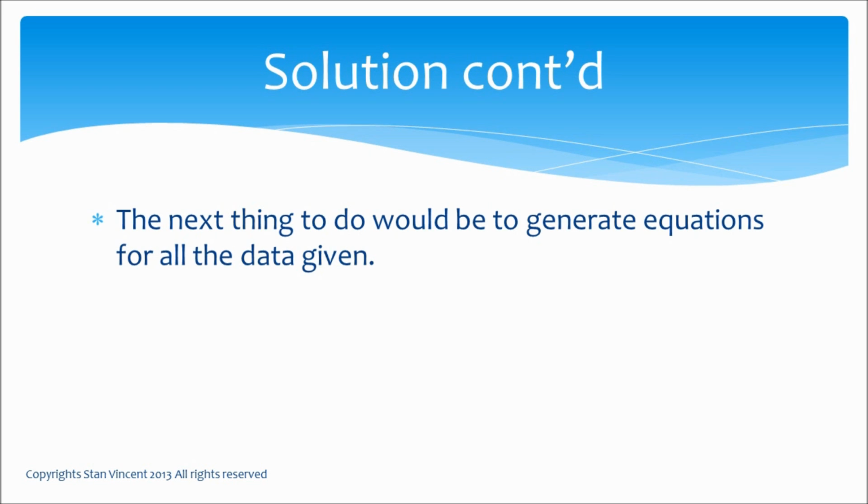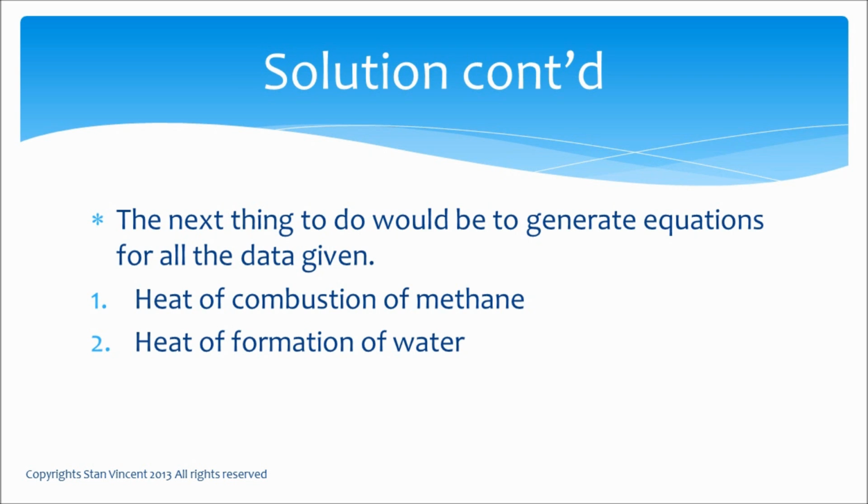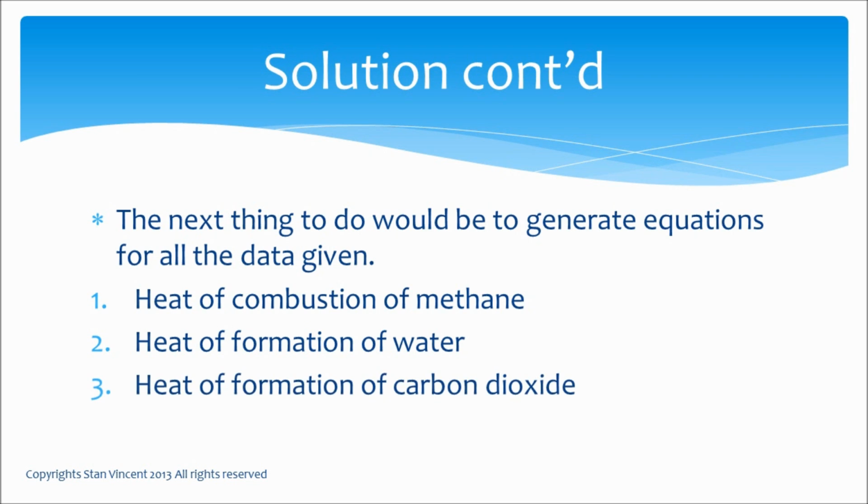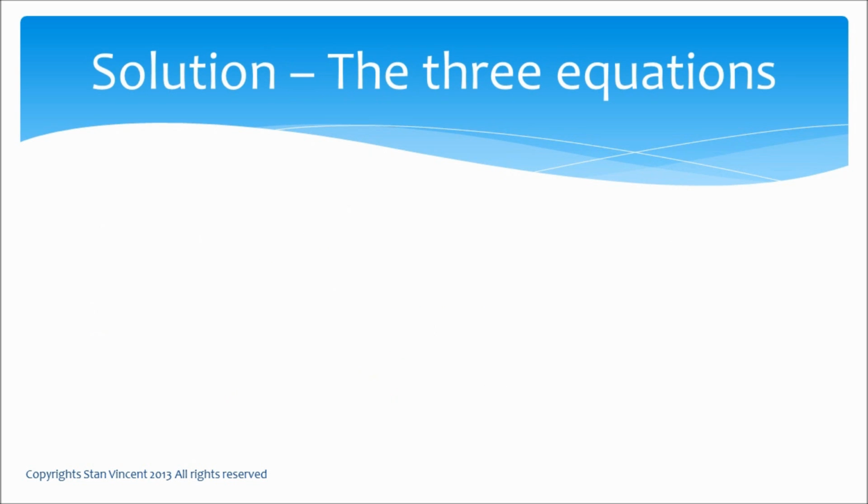The first thing to do would be to generate equations for all the given data. 3 separate sets of data are provided to us. One is heat of combustion, second is heat of formation of water, third is heat of formation of carbon dioxide. Now we are going to change those statements into equations. The heat of combustion of methane would be CH4 plus 2O2 giving you CO2 plus 2H2O plus the heat energy released as given in the data.